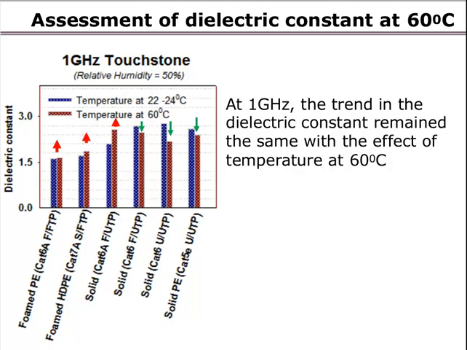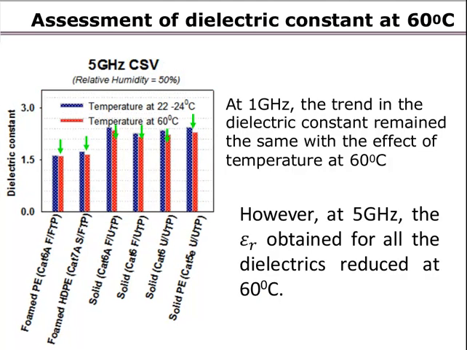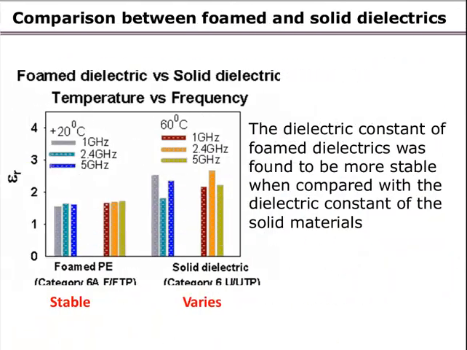At 1 gigahertz, the dielectric constant of the solid materials obtained from Category 5E and Category 6 cables reduced with the effect of temperature at 60 degrees C, whereas the dielectric constant of the materials obtained from Category 6A and Category 7 cables increased with the effect of temperature at 60 degrees C. At 5 gigahertz, however, when the frequency of the field was sufficiently large, the dielectric constant obtained for all the dielectrics reduced at 60 degrees C. The dielectric constant of the foam dielectric was found to be more stable when compared with the dielectric constant of the solid materials.